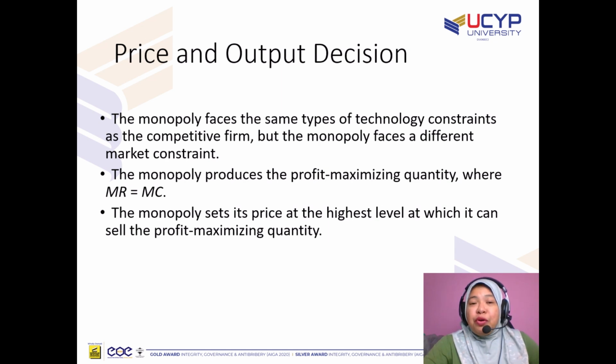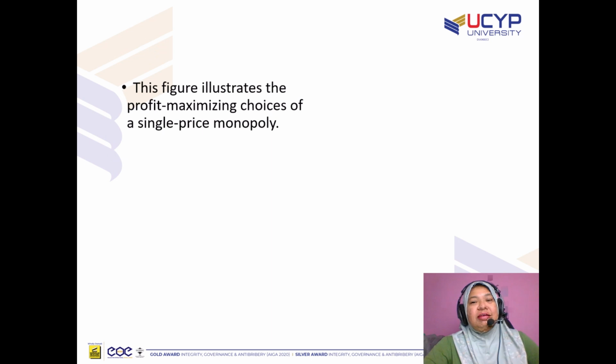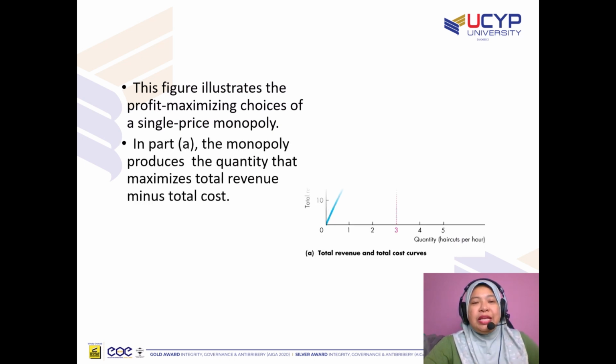The monopoly produces the profit maximizing quantity where MR equals MC. The monopoly sets its price at the highest level at which it can sell the profit maximizing quantity. This figure illustrates the profit maximizing choices of a single price monopoly.